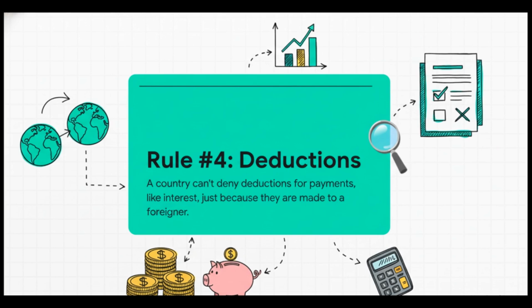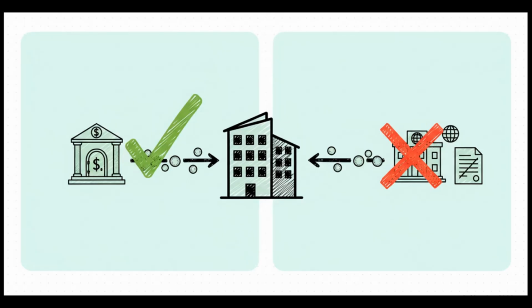This one gets into the real nitty-gritty of running a business: deductions. So when a company has expenses, like paying interest on a loan, it can usually deduct that cost to lower its taxable income. This rule says you can't deny that deduction just because the payment is going to a foreigner. So denying a company a tax deduction for interest it paid to a foreign bank while you allow the exact same deduction for interest paid to a local bank, that is a textbook example of discrimination. The business expense is the same. Where the bank is located shouldn't change the tax result.